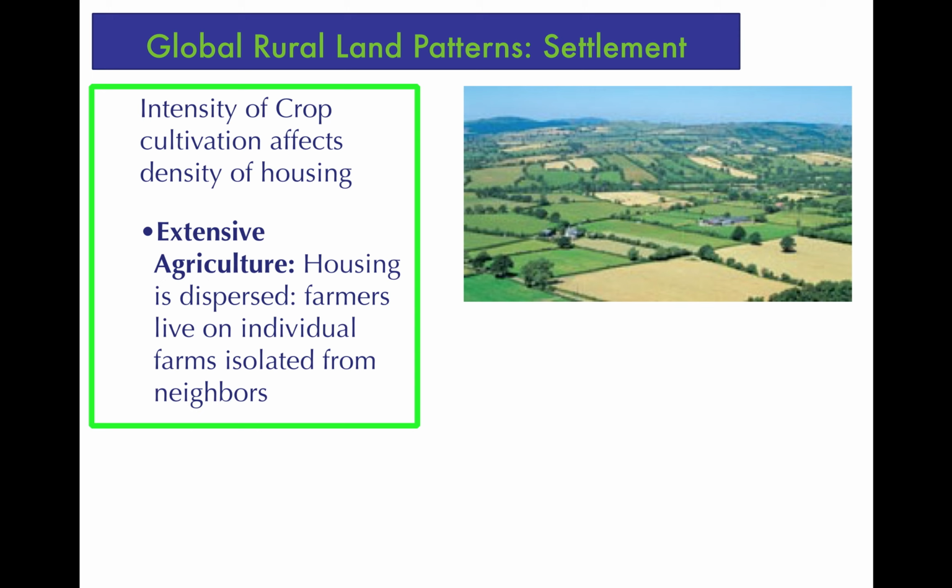In extensive agriculture, housing is dispersed. The farmers tend to live on individual farms and are largely isolated from their neighbors, which is what's demonstrated in the top right hand corner. This makes sense if we connect it back to what's written at the top, that the intensity of crop cultivation affects the density of housing. If you're practicing a type of agriculture that requires a large area of land and low labor over that large area, then the housing is likely going to be more dispersed. And one person, one family or one group is going to be responsible for that large area of land.